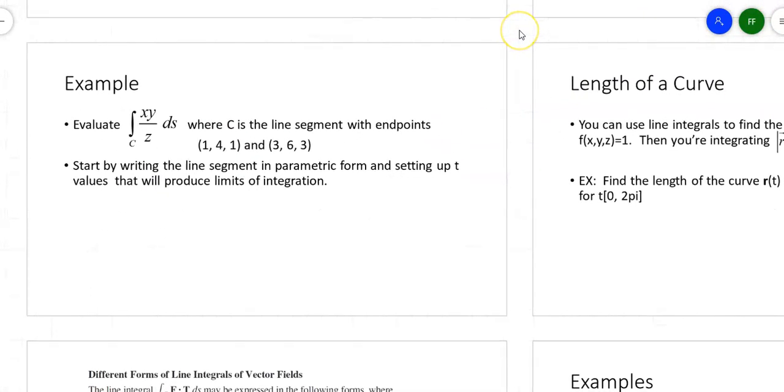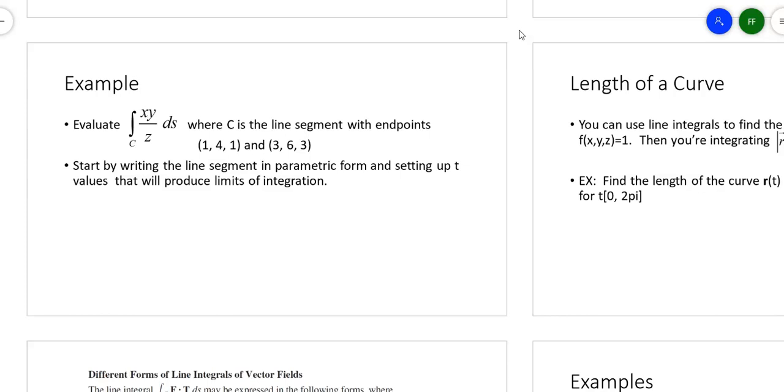All right, take a look at this. I'm going to start this off. I don't know if I'm going to run through the whole thing. I want to evaluate that integral, xy over z, integrated with respect to s, except this time it's over a line segment with two endpoints. Endpoints are (1, 4, 1) and (3, 6, 3).